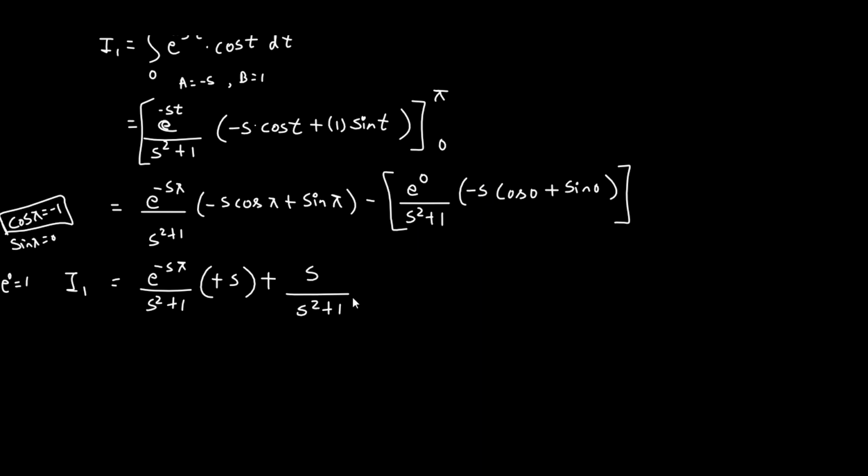Okay, and after doing this, we get finally s e raised to minus s pi plus s upon s square plus 1. This is the answer for I1. So now let's find I2.